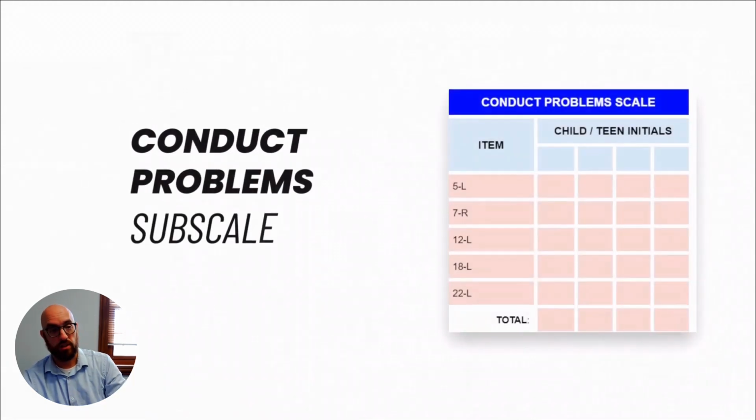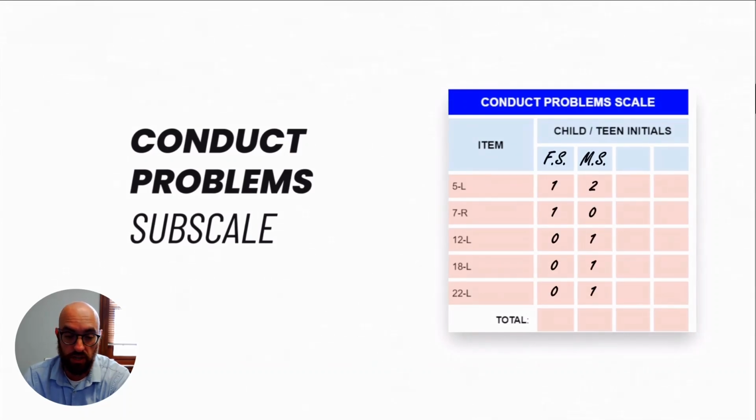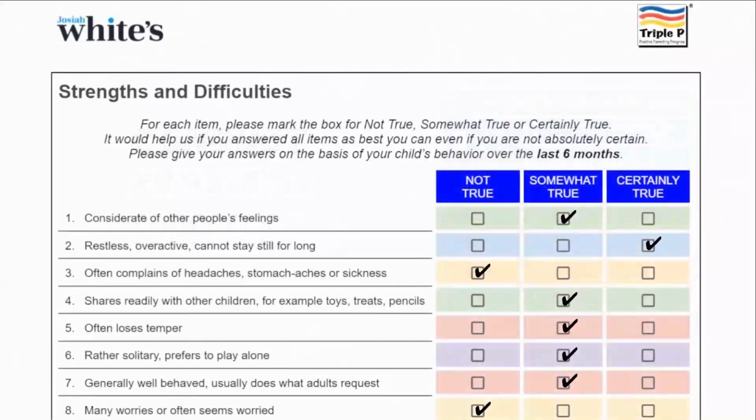The conduct subscale is in red. And you can see that some of these items say -R. One of these items says -R. We're going to transfer the scores in, but notice this -R here. What does that mean? That means that it's right anchored. So we go back here and we look at that question. Here's question 7. Generally well behaved, usually does what adults request.